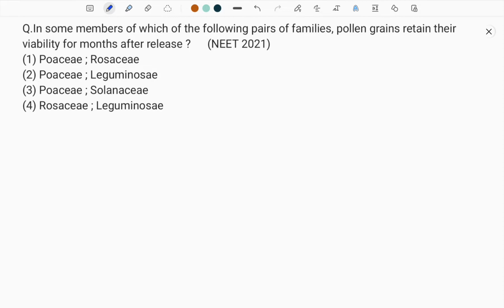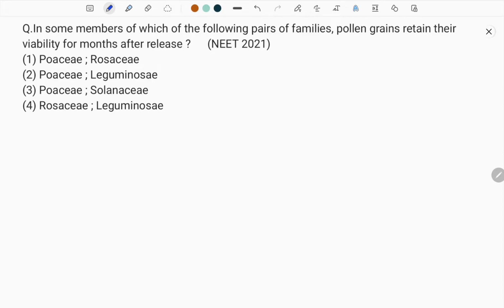We are discussing questions of NEET 2021. Here we have a question: in which family is the pollen grain viability for months? Let us see what a pollen grain is and what viability is.